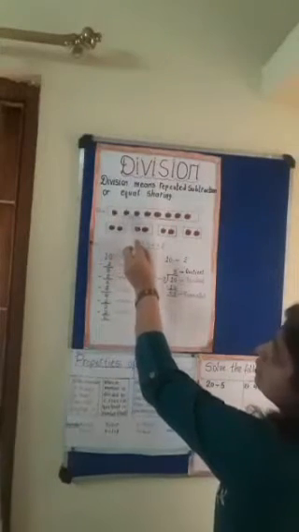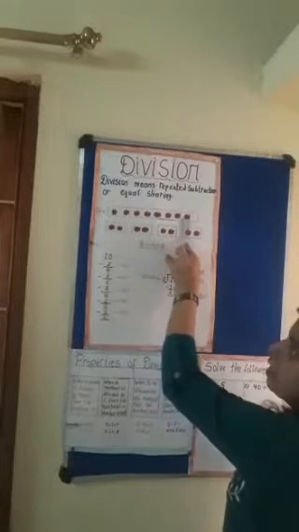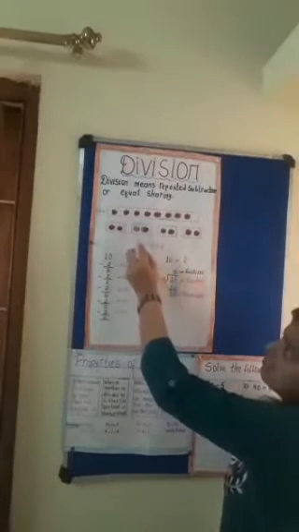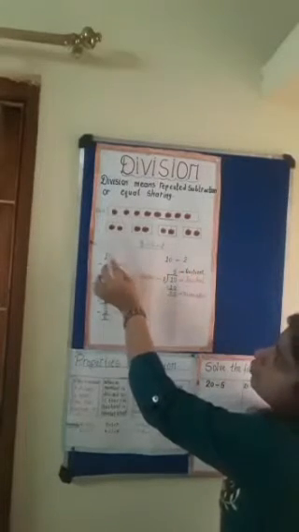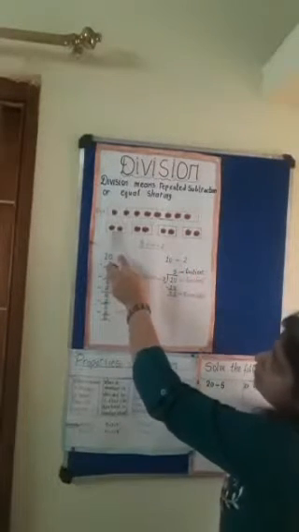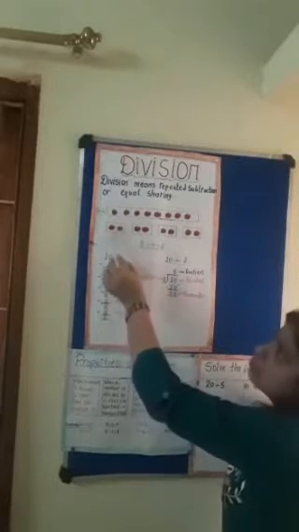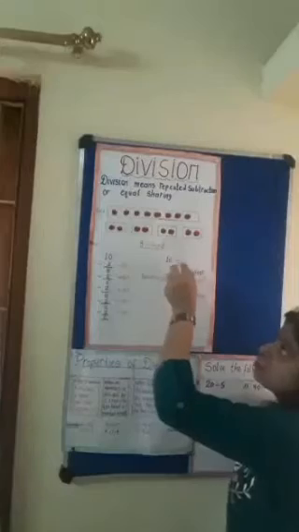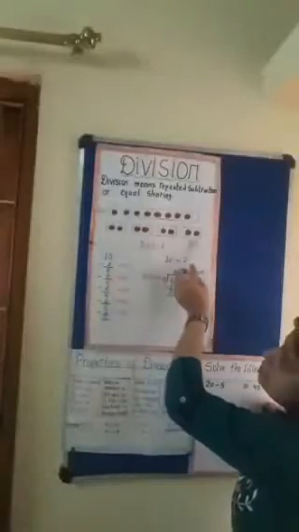1, 2, 3, 4, 5, 6, 7, 8. Now, we will divide these 8 apples into 4 parts, 4 groups. First group, second group, third group, fourth group. And we have got 2 apples in each group. Equal number of apples we have got in each group. So, this is an equal sharing.